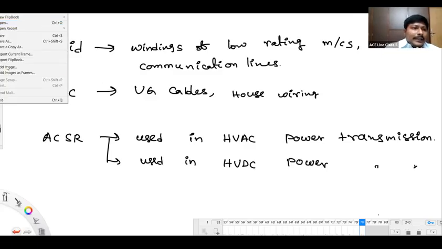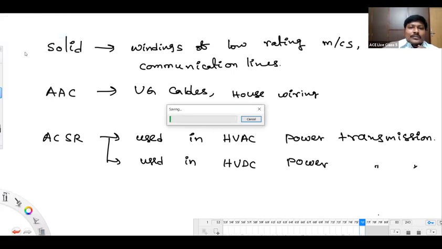So this will be the end of the types of conductors that we have discussed till now. And of course, this is the end of the first chapter, basic concepts of power transmission. So let's move to the next chapter, that is line constants calculation, transmission line constants calculation. That's the next chapter I'm going to take.